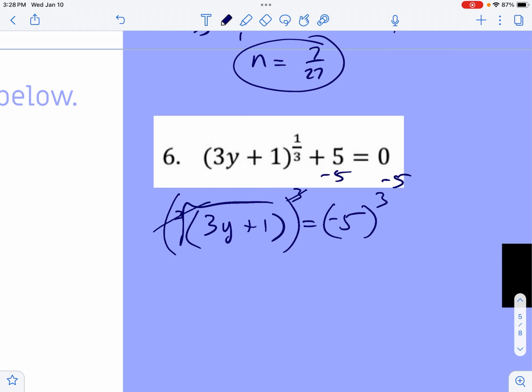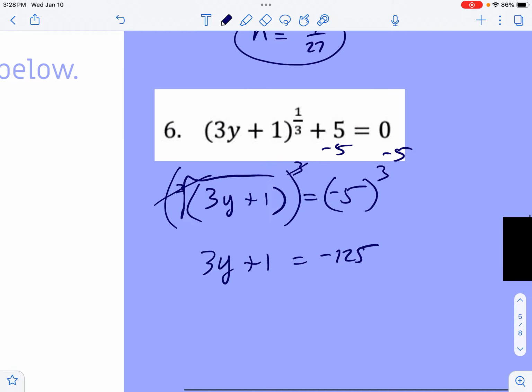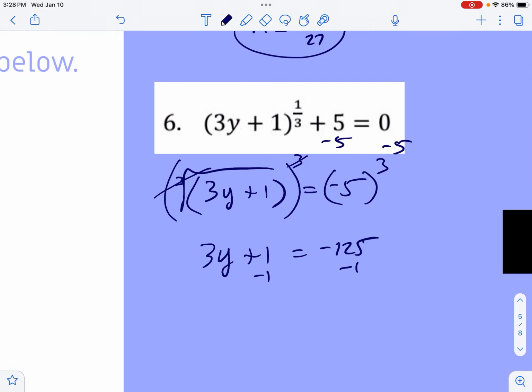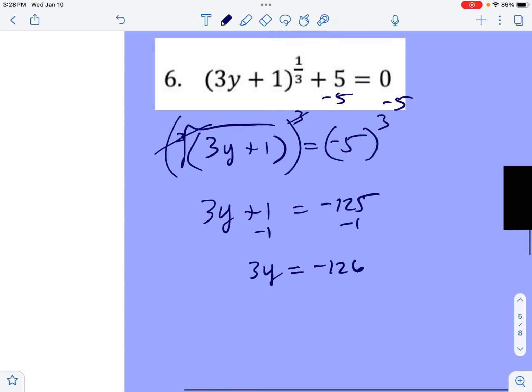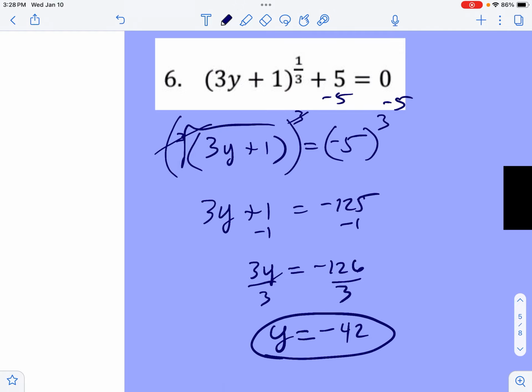The cube cancels out the cube root, and I get 3y plus 1 equals, okay, negative 5 cubed is negative 125. Subtracting 1 from both sides, I get 3y equals negative 126. Divide both sides by 3, and I get y equals negative 42, I think it is. Let me do my calculator here quick. 126 divided by 3. Yeah, that's going to be negative 42. Okay, good.